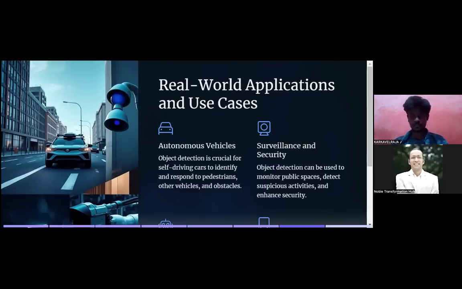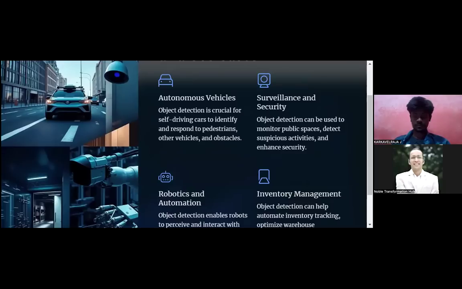Yeah, so real world application and use cases, guys. Autonomous vehicles, we can use it. Object detection is crucial for self-driving cars, to identify and respond to pedestrians, vehicles and objects.